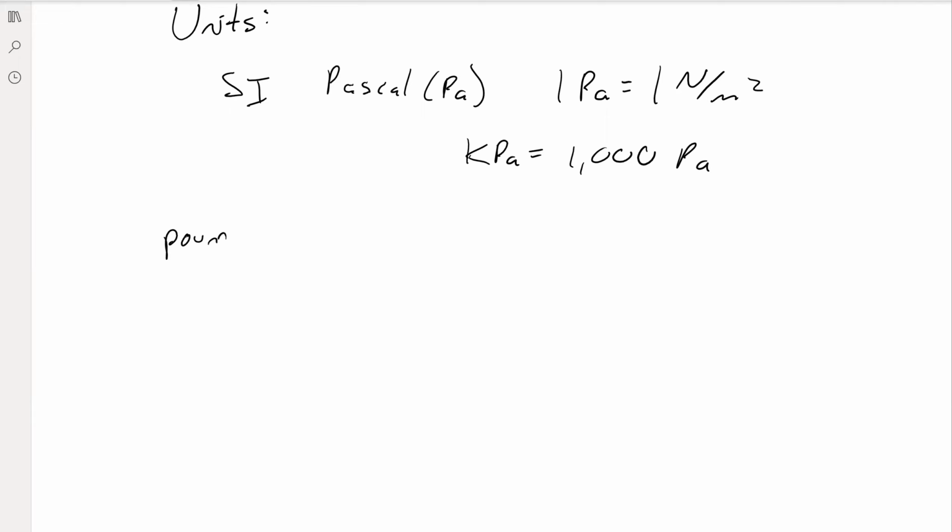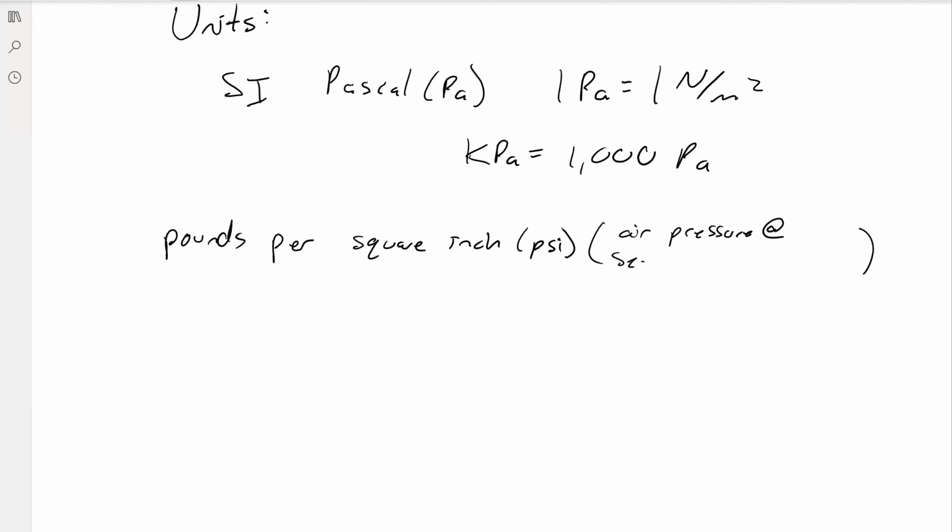And neither is this one, but here's maybe a more relevant one, for your car tires: pounds per square inch. That's your PSI. That's probably the one that you encounter most on your daily basis. Just to give you a little idea, the air pressure at sea level is about 14.7 psi.